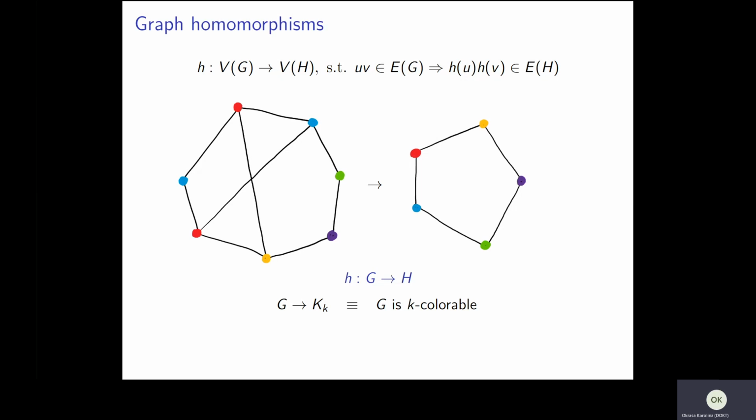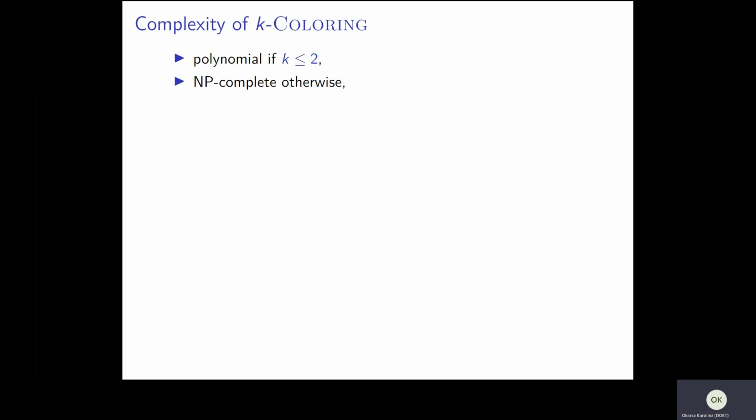So if there is a homomorphism from a graph G to a K-clique, then it is equivalent to the fact that G is K-colorable. And because of this, we use the term H-coloring for a homomorphism from G to H. And if there is a homomorphism from G to H, we say that G is H-colorable. Okay, now I will quickly recall what we do know about the complexity of these problems.